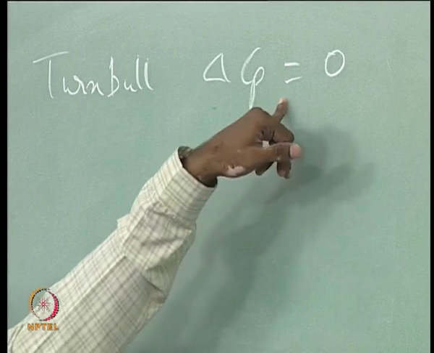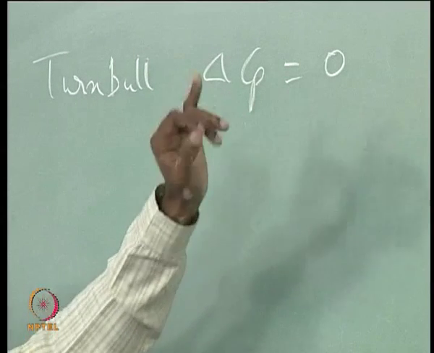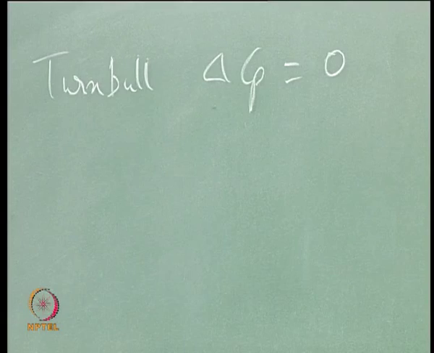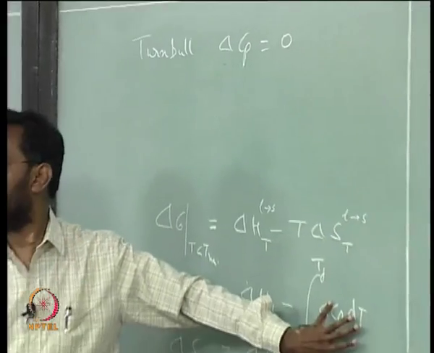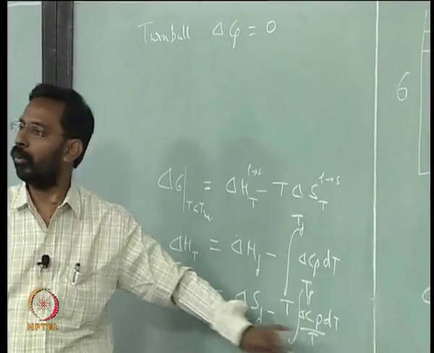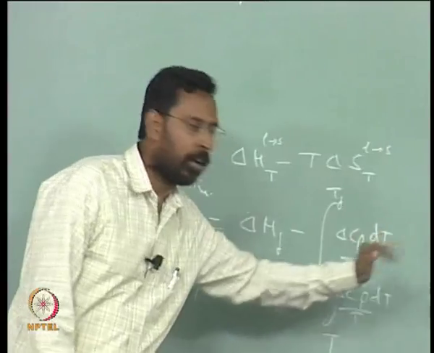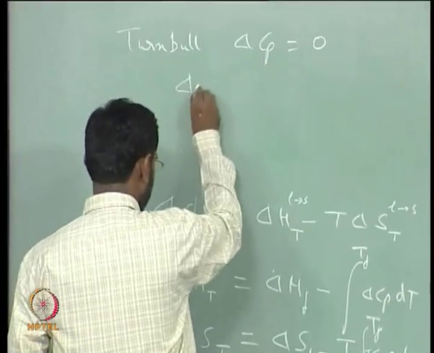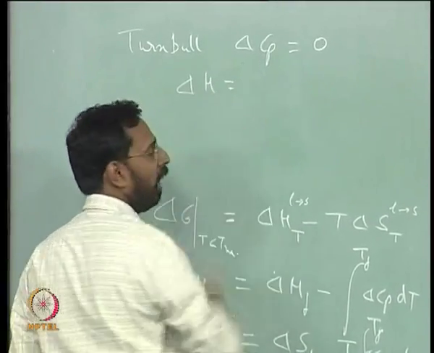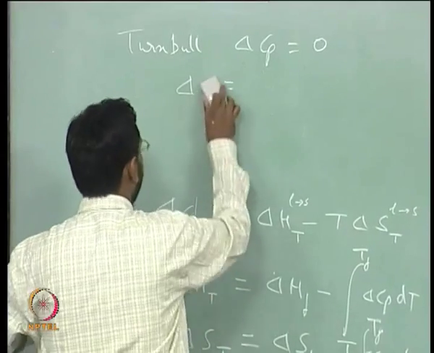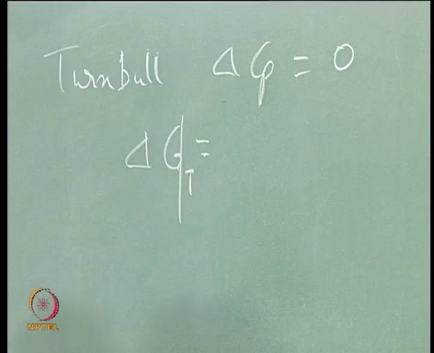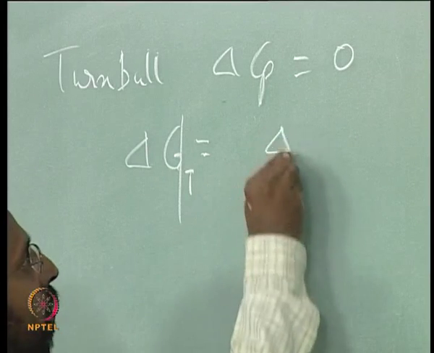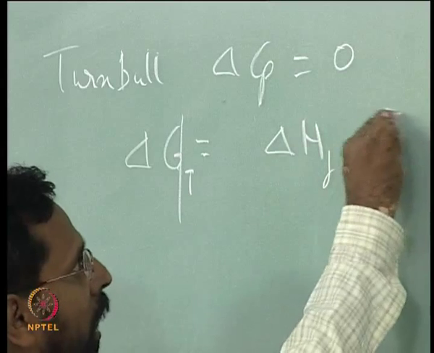So he assumed delta Cp is 0, that means the difference between the heat capacity of solid and liquid is zero. Once you assume that, these two terms vanish, isn't it? These two are 0, then I can say delta G at any temperature T is nothing but delta HF minus T into delta SF.